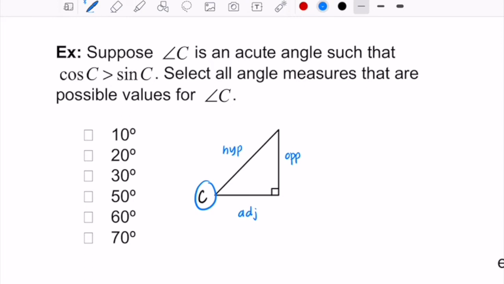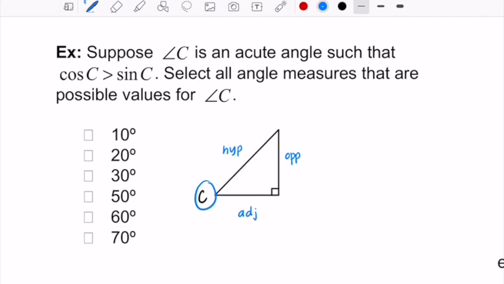And so this question is asking you to compare the cosine of angle C to the sine of angle C for each of these different possible measures for angle C. And it wants you to figure out for which of these angle measures the cosine of the angle will be greater than the sine of the angle. There's no math to work out for this one, but you do have to reason about the different angle measures.